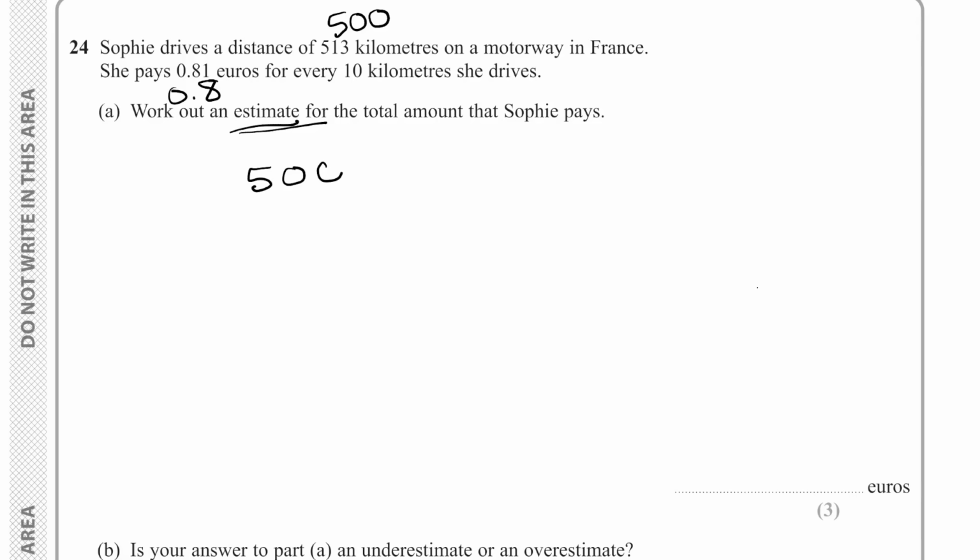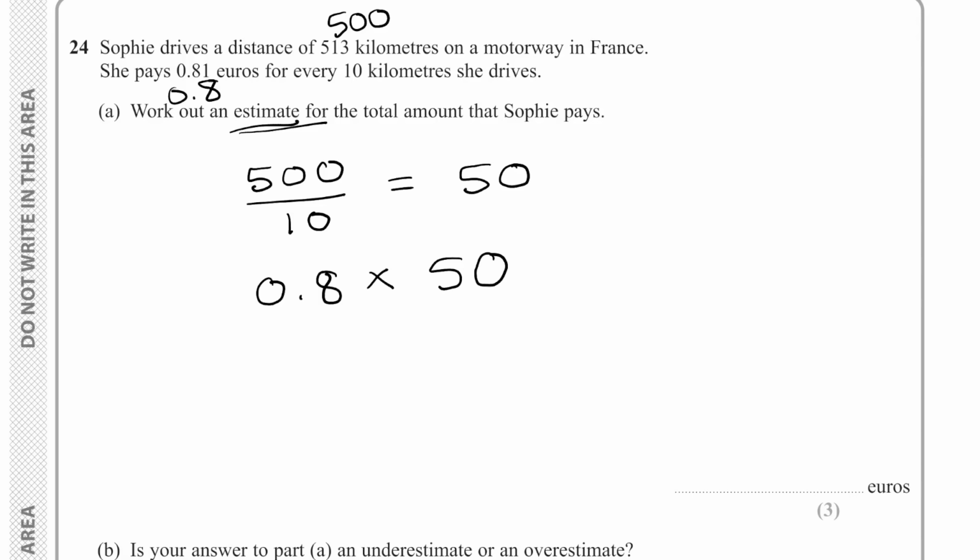So 500 divided by 10 is 50. So we have to do 0.8 times 50. So we've done 50 lots of 10 kilometers and we've got to pay 0.8 euros for each of them. So 0.8 times 50, which is the same as 8 times 5, it's 40 euros.